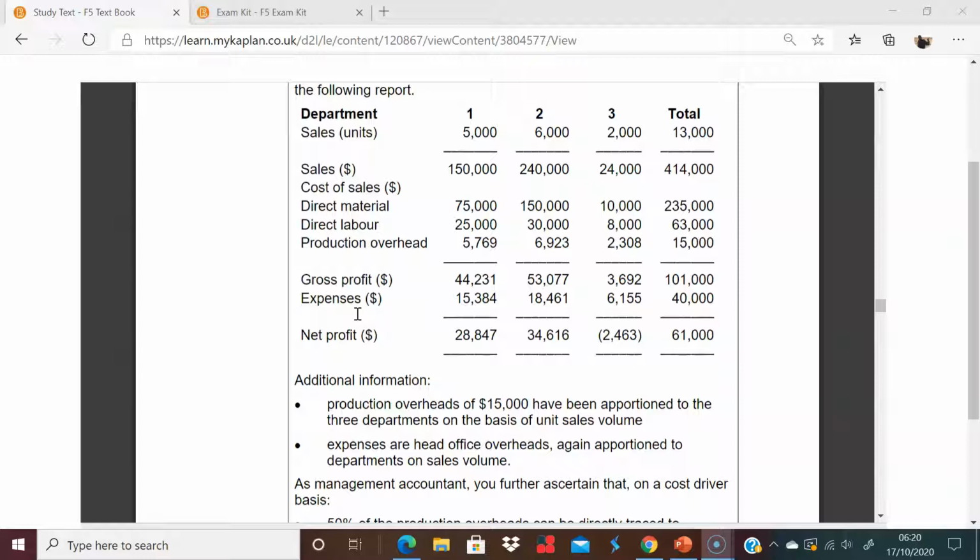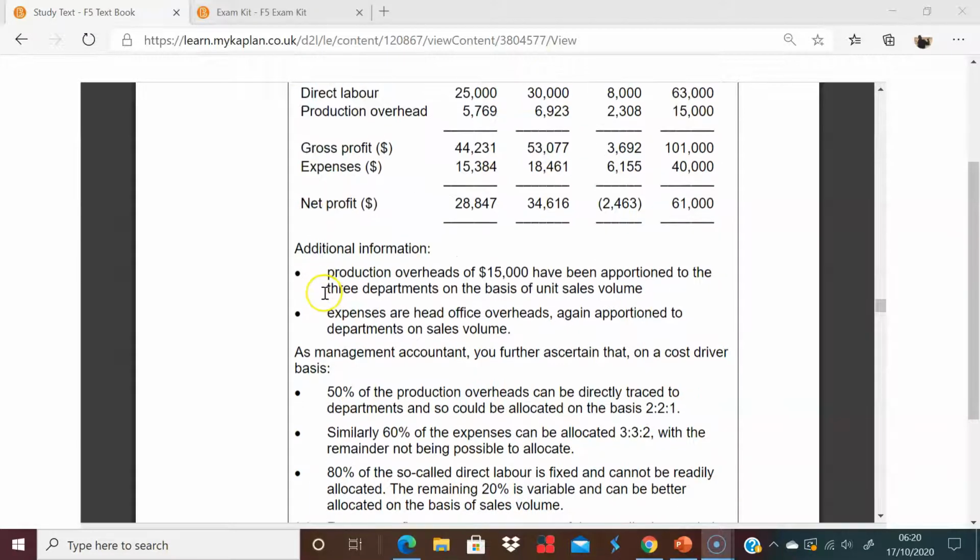So we need to isolate this and then look at it purely from a contribution point of view. Expenses are head office overheads, again apportioned on sales volume. So head office overheads, here we are, expenses. You can see that this might be causing this to look negative. So we need to think about it.